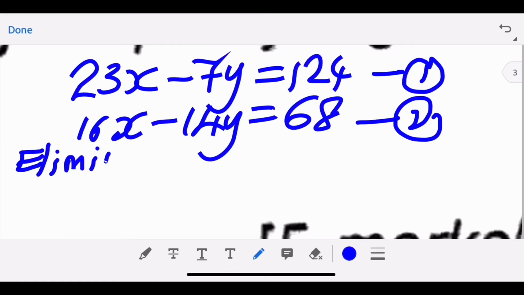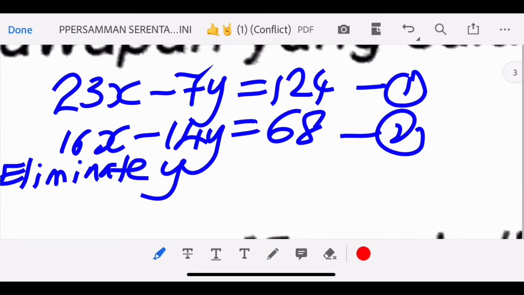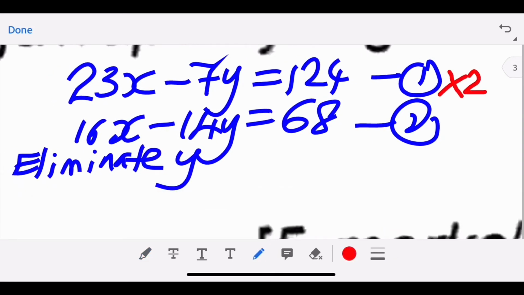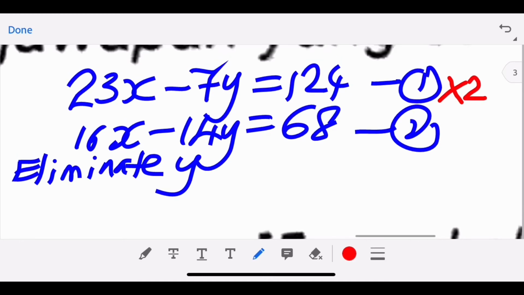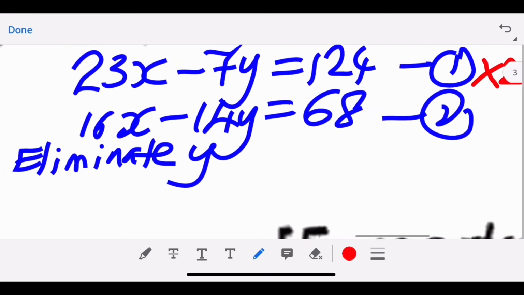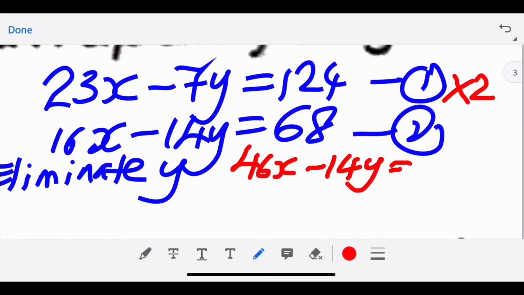So for this question, I will choose elimination. So I will eliminate the y. In order to eliminate the y, I must make the coefficient of the y the same. So I will make it 14 by multiplying by 2. So that means every term in equation number 1, I have to multiply by 2. Alright, 23x times 2, 46x, minus 7 times 2 will be 14y, is equal to 2 times 124, which will be 248. Okay, can follow? I try to go slow.